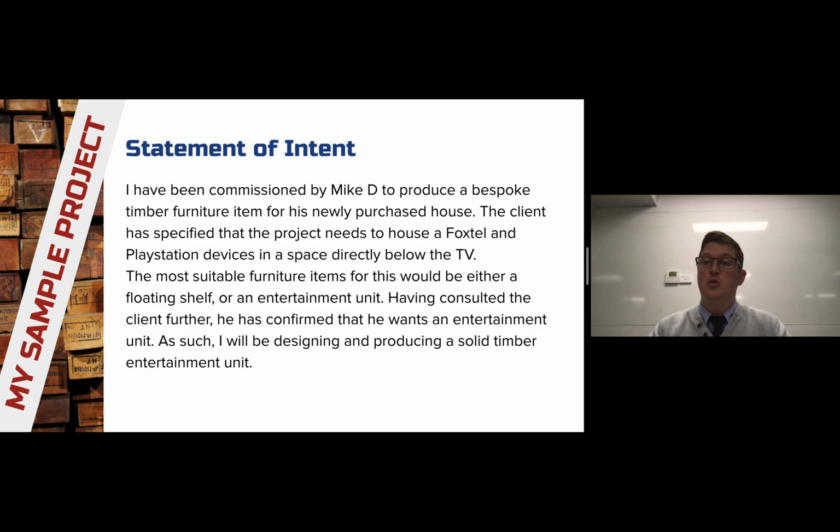So this is where we then write our statement of intent. Our statement of intent needs to very clearly say what it is we're making, why we are making it, how we think we're going to make it, and all of those sorts of details. So I've started with mine. It says, I've been commissioned by Mike D to produce a bespoke timber furniture item for his newly purchased house. Now, I'm just going to draw your attention to this word bespoke. Bespoke basically means something that is custom made for this specific client and probably won't work for anyone else.